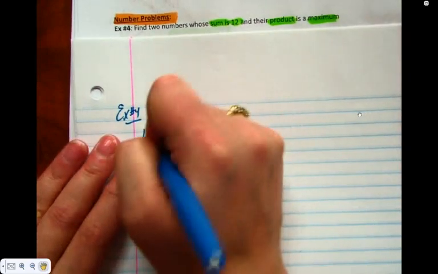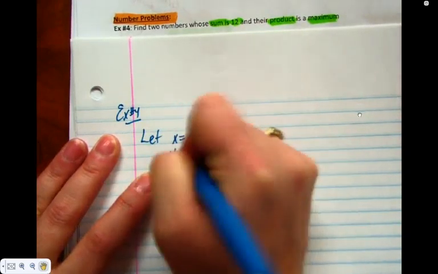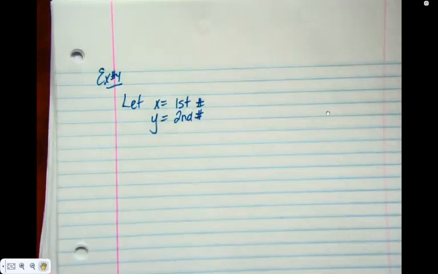Dimension started with a diagram. We're not going to do a diagram. We're going to just assign variables. So we have to start with let x equal the first number and y equal the second number. We didn't need to do that yesterday because we labeled the diagrams. It was the same thing but without using the words. But anytime we introduce a variable, we have to define it. So that's always step one for the number problems: let y equal something, x equal something.